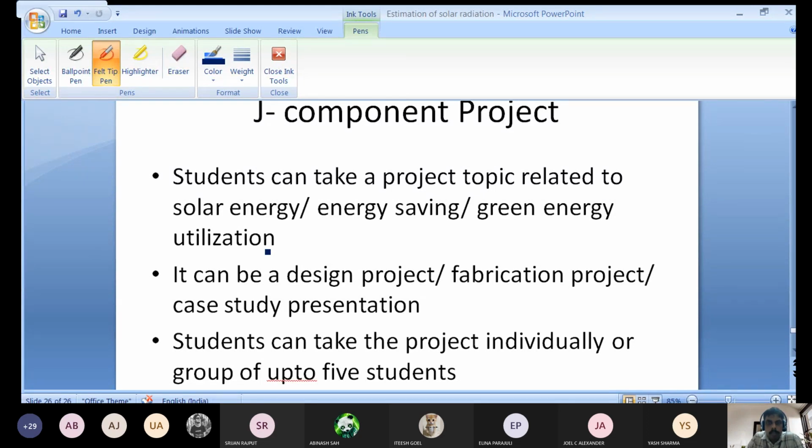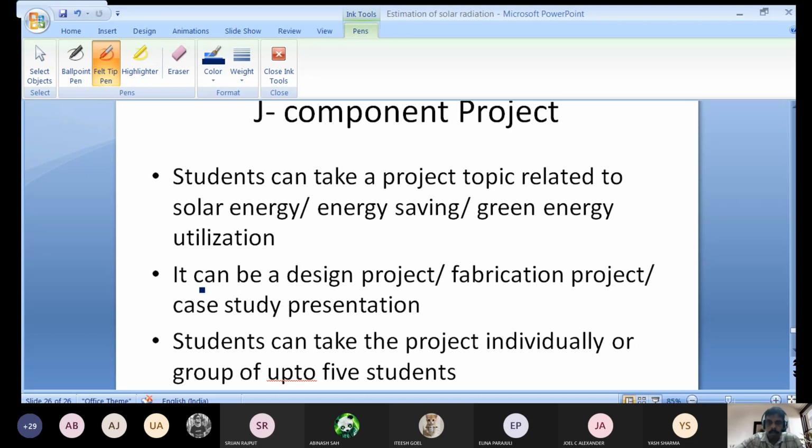So it can be a design project, fabrication project, or a case study. Design means you can design a solar PV system for an application. If you are very interested, you can have a small fabrication of the item, a prototype, something like that. Otherwise, a better and impactful case study, not a small one. Okay, a big case study also you can present. Is it clear?